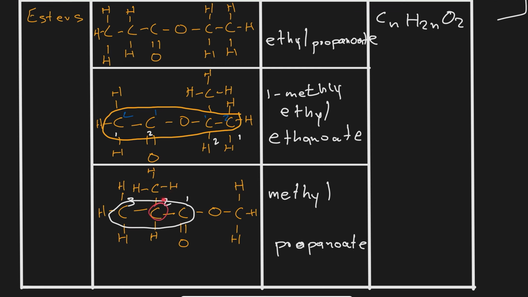This branch, we can clearly see, is attached to the second carbon. So you're going to say the branch is 2-methyl, and then you have propanoate. So the name of this is going to be methyl 2-methyl propanoate. So this methyl that is standing alone represents the alcohol, and this methyl next to the carboxylic acid represents the branch of the carboxylic acid.